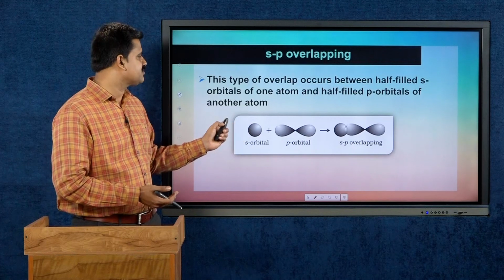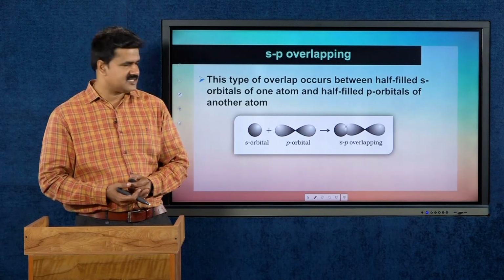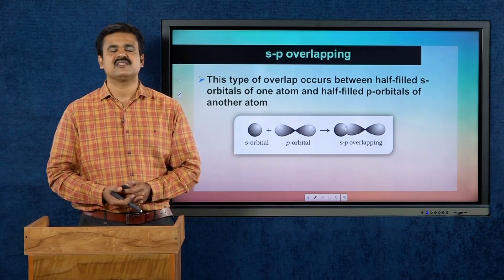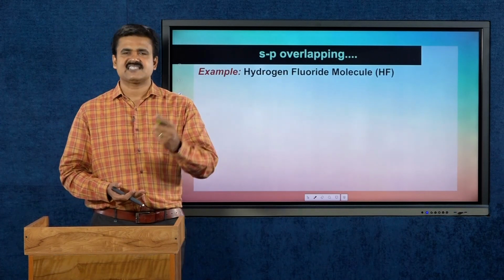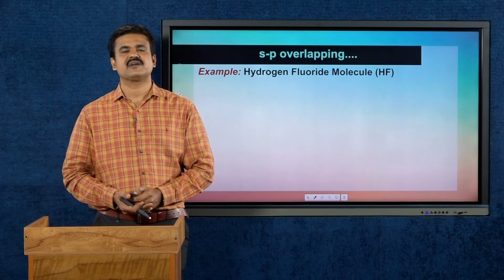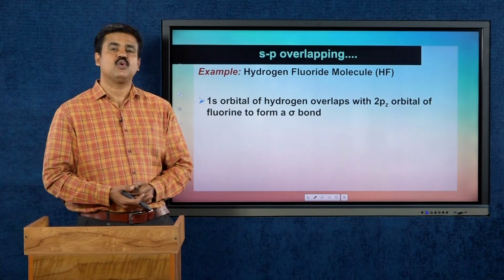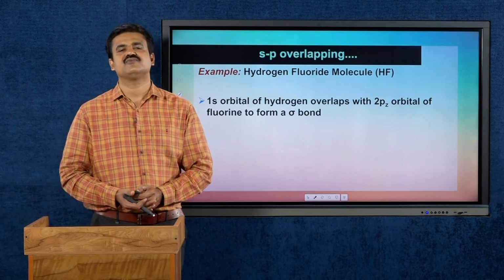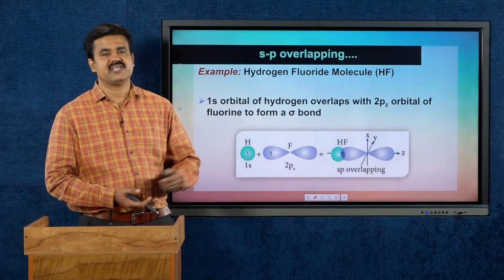Here you can see the spherically symmetrical arrangement of the s orbital and the dumbbell arrangement of the p orbital. There is effective sp orbital overlapping, which enables the formation of a bond between the atoms. This sp overlapping can be illustrated by taking the hydrogen fluoride molecule as a representative example. The 1s orbital of hydrogen overlaps with the 2pz orbital of fluorine to form a sigma bond between hydrogen and fluorine, as shown here.